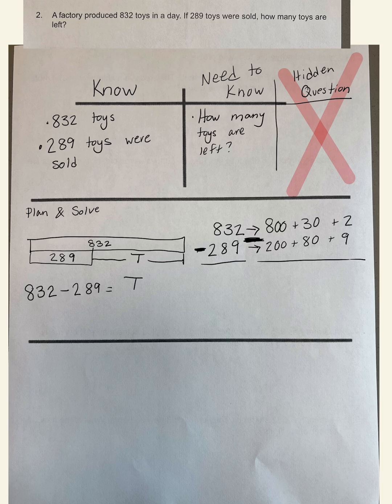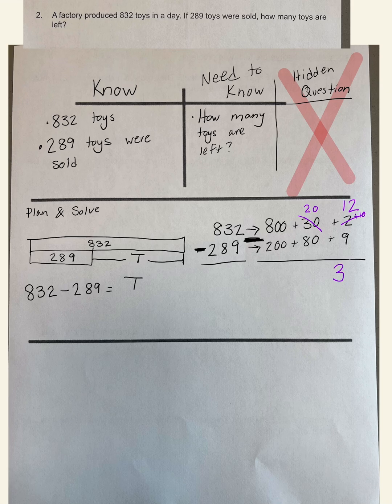So I'm going to have to regroup, which means I go over here to my tens space, and I would be taking one of those tens. So it's like I was taking a rod. So my 30 will become 20. And over here, I'm going to add that 10, which makes my new number 12. And now I know I can do 12 minus 9. 12 minus 9 is 3.